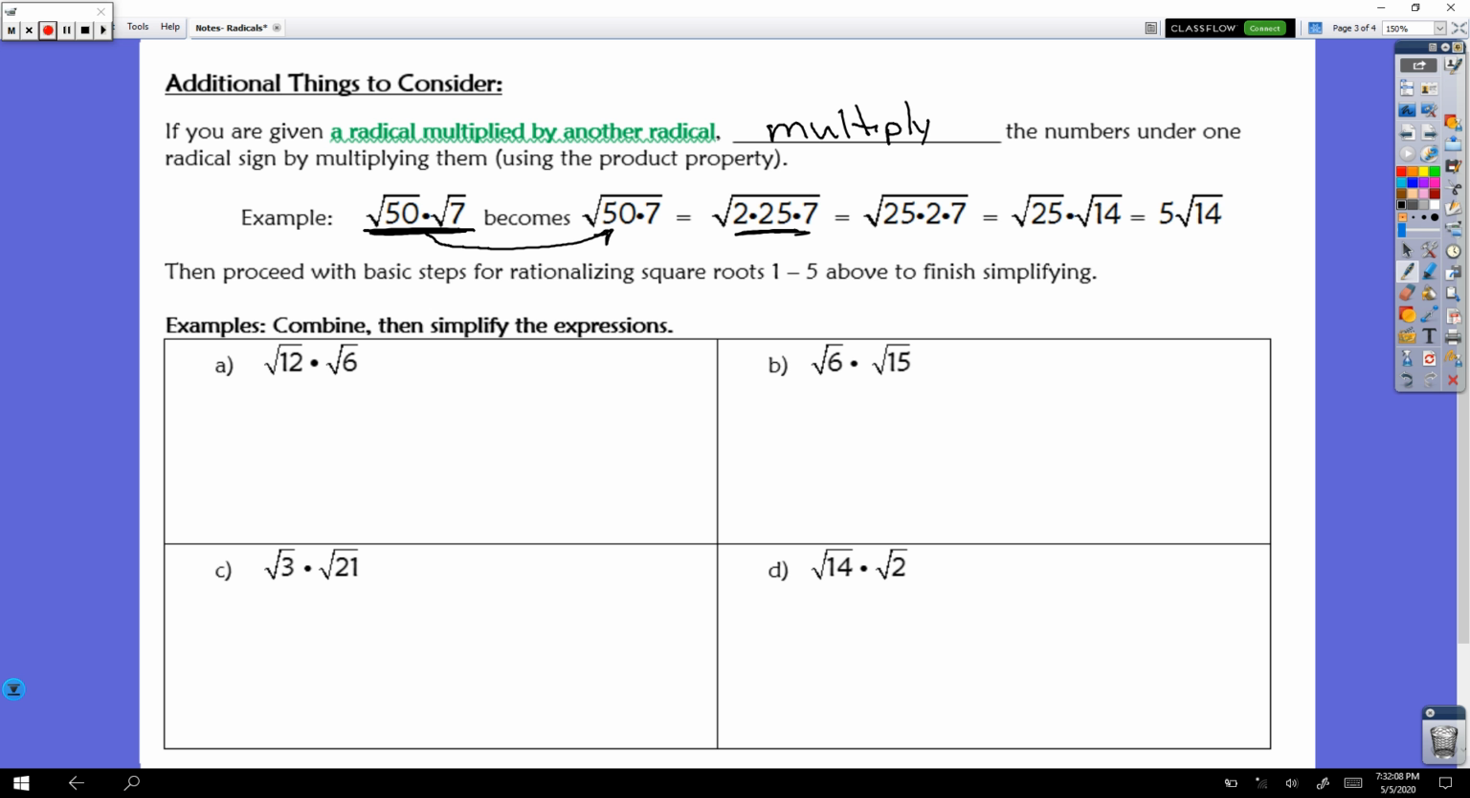This example looks at the perfect square method, where they find the perfect squares in the numbers. In this case, they found the perfect square 25. Now, the way I would recommend doing this, because it's a little bit easier and uniform for all the problems, is we're going to multiply everything first. So the square root of 12 times the square root of 6 would be the square root of 12 times 6, which gives me the square root of 72.